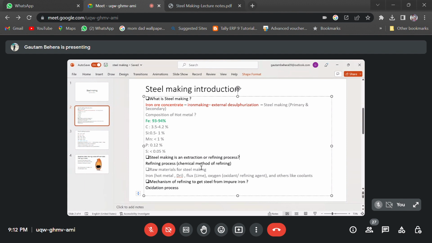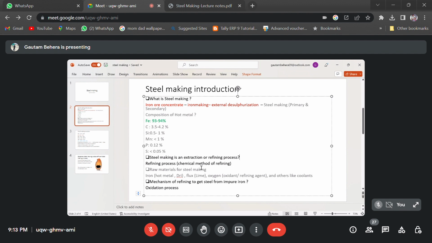See, physical method of refining depends upon boiling point, vapor pressure, melting point, right? Like liquefaction refining, distillation, fractional distillation. Those are physical methods of refining, right? But what is the chemical method of refining? Anybody remember?